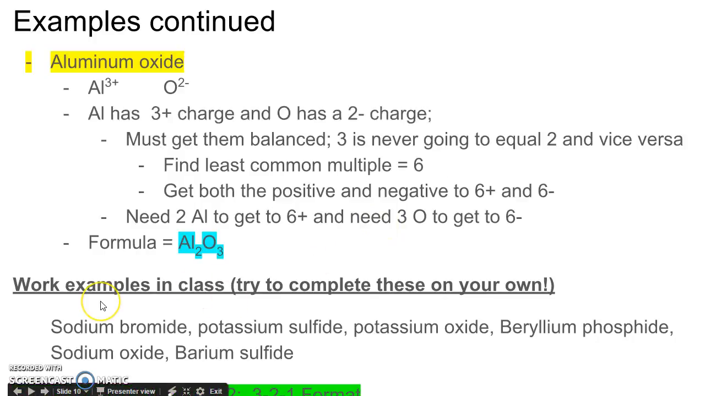So we're going to work out more examples in class. I wanted you to get these 3 examples down in your notes. We will work out more examples in class and then try to complete these on your own. These are the ones we're going to do together in class. Sodium bromide, potassium sulfide, potassium oxide, beryllium phosphide, sodium oxide, barium sulfide.